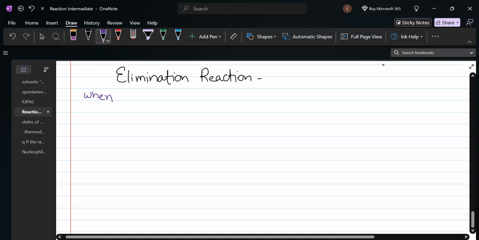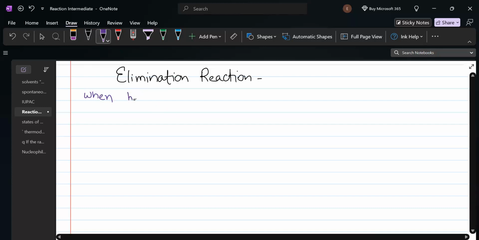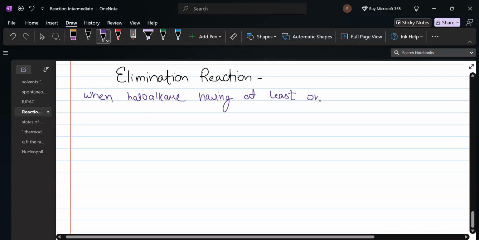We are still studying the haloalkane chapter. So regarding that only, when haloalkane... Note down these definitions. We will understand it by examples.